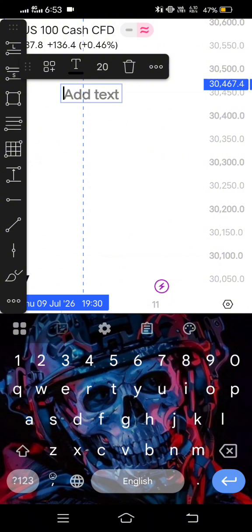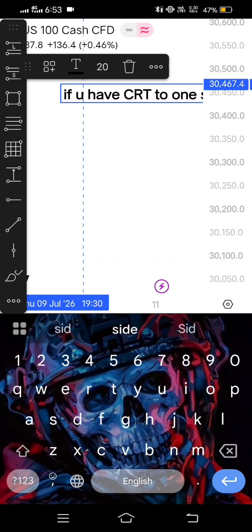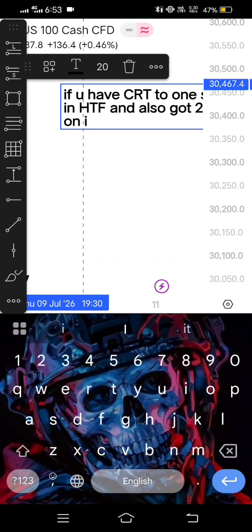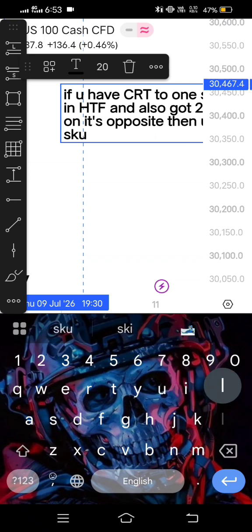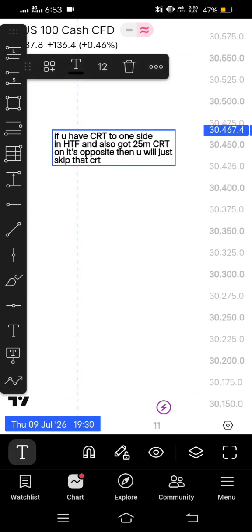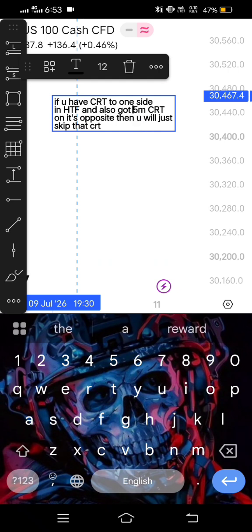If you have a CRT to one side and the HTF, higher time frame, has the opposite, then you will just skip that CRT. I will make this size better but smaller so you can see. Sorry, I read this at 25.